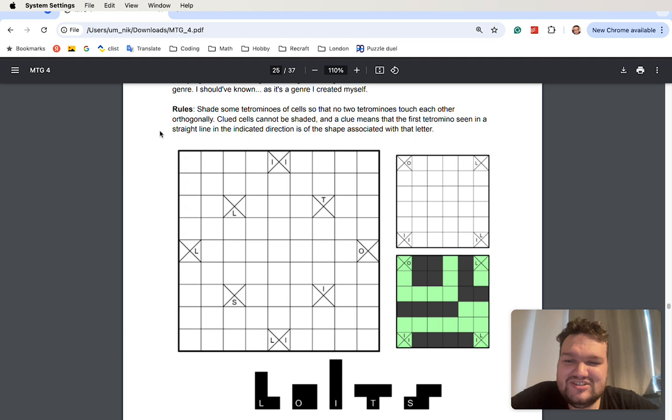Rules. Shade some tetrominoes of cells so that no two tetrominoes touch each other orthogonally, but can touch by corner. Clued cells cannot be shaded, and the clue means that the first tetromino seen in a straight line in the indicated direction is of the shape associated with that letter. So, like, from here we see O, and it is here. Here we see L, I, L. Okay.